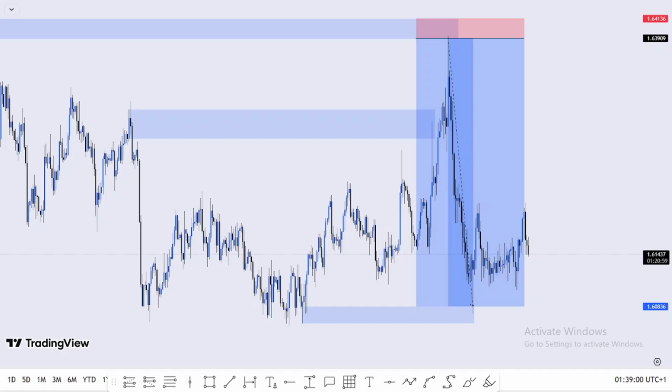High probability order blocks have specific characteristics, they appear in specific locations, and they behave in predictable ways when price returns to them. If you don't know these specific characteristics, you are basically fishing blindly. But once you understand how to separate high probability order blocks from weak ones, everything changes. Your entries get cleaner, your stop loss gets tighter, and your win rate improves.